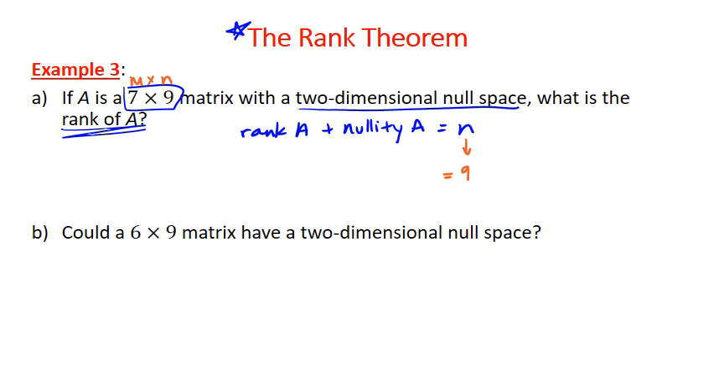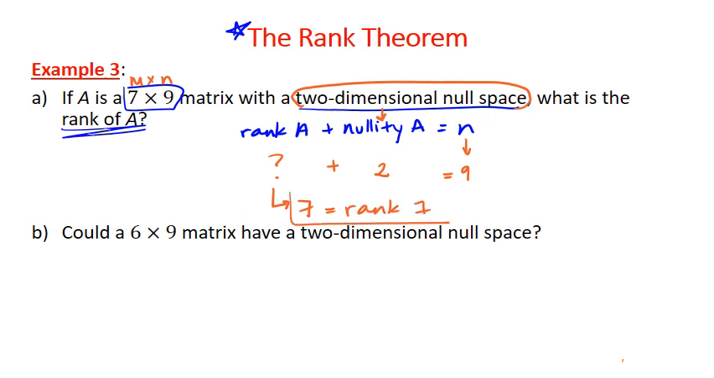We also know that there is a two-dimensional null space. That's the nullity. And we want to find out what the rank is. Okay, well, here we just have an equation. What plus 2 is 9? Well, it's 7. So 7 is the rank of A. Oops, that should say A.